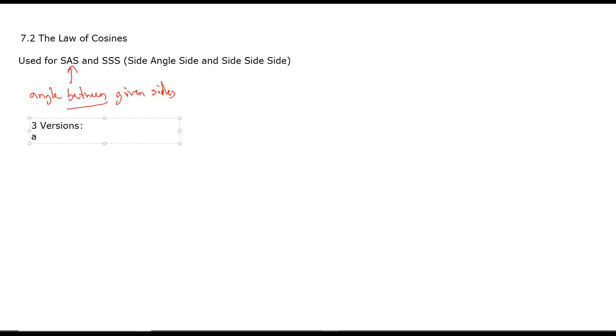We have little a squared. Oh, I'm not going to be able to type this up. I lied.